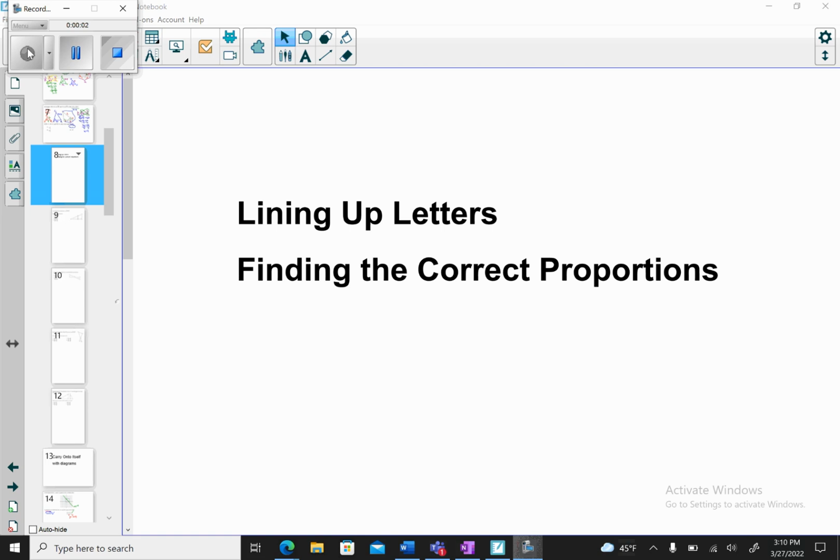Hi everyone, in today's video we're going to be discussing how to line up letters and find the correct proportions. Let's take a look at the first question.